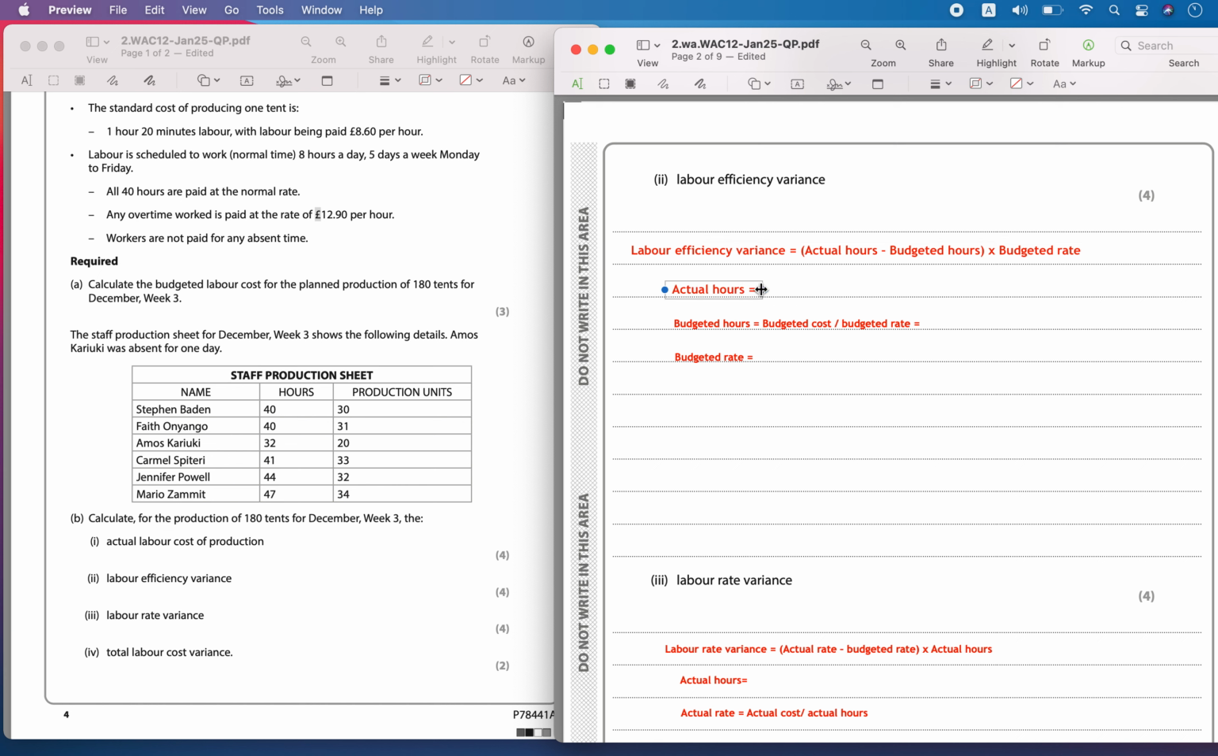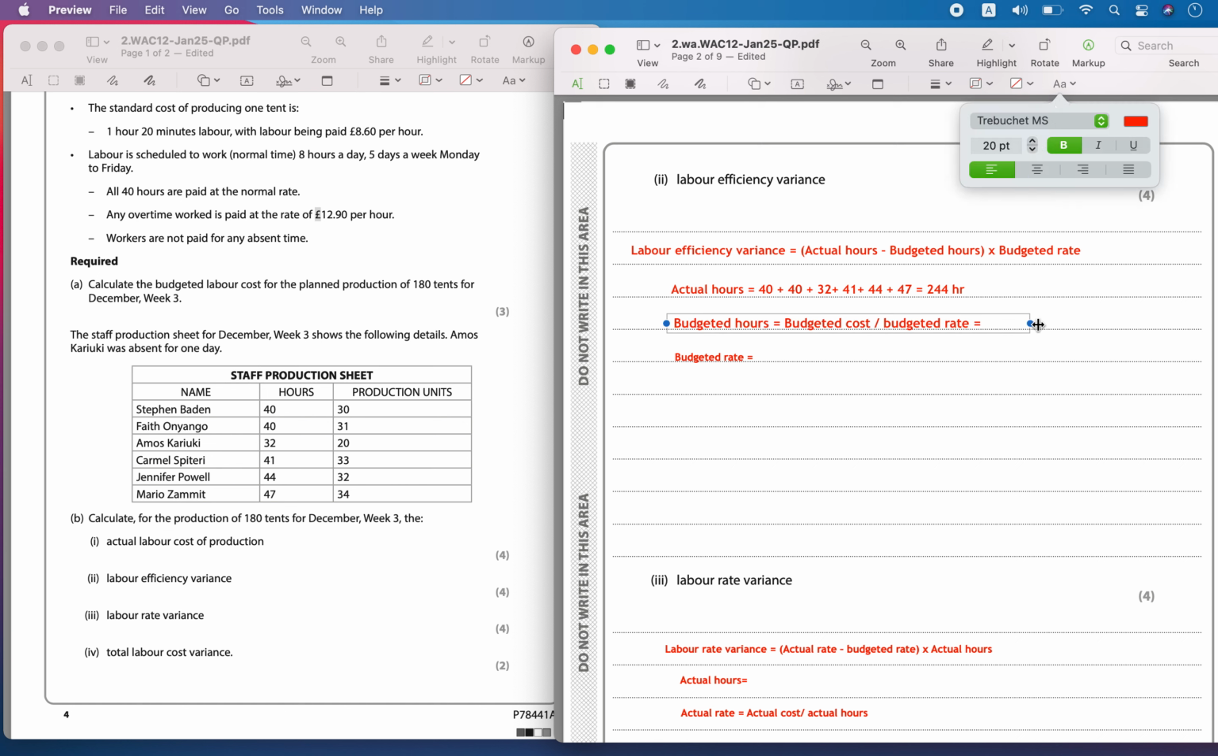First one is the actual hours worked. Let's add up all of these hours. That is equal to 40 plus 40 plus 32 plus 41 plus 44 plus 47. So let's add up these values. That is equal to 244 hours. They have worked for a total of 244 hours.